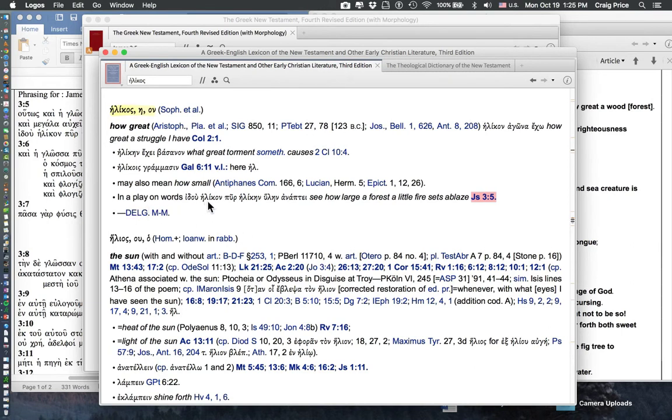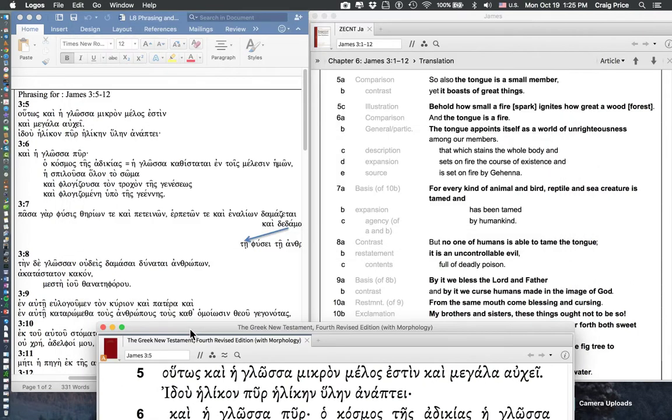Behold, a small fire. See, it can mean small, it can mean big. It can have those two meanings when you use it in an idiom like this. So you wouldn't know to pick up on that unless you read it in a commentary or you read it here in BDAG. So that's why I wanted to show you BDAG. So behold, a small fire, and yet a large forest sets ablaze. So the idea is a little spark can start a fire in the forest. Okay, a concept we are all familiar with. So let's pull that back down.